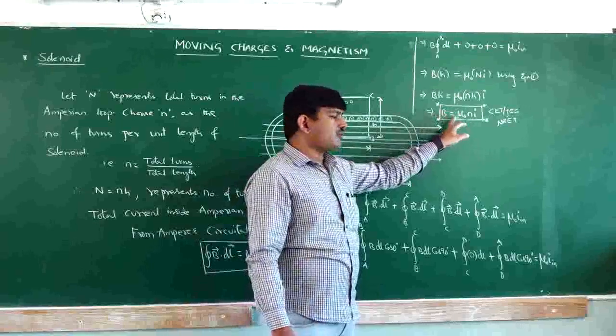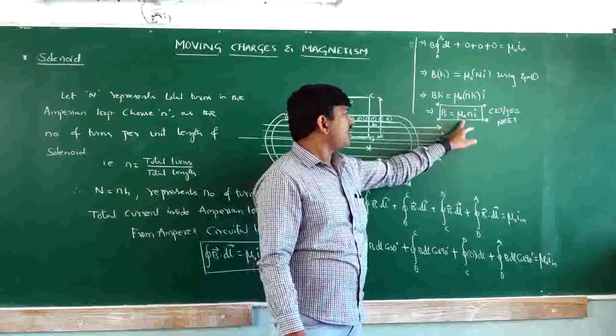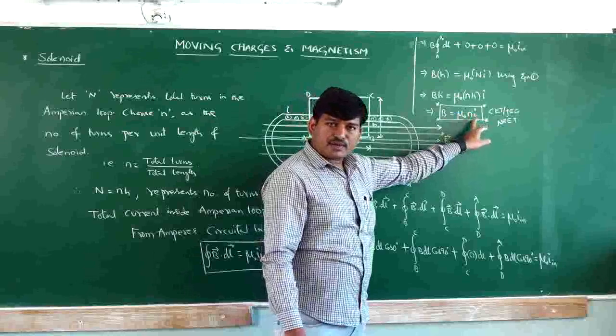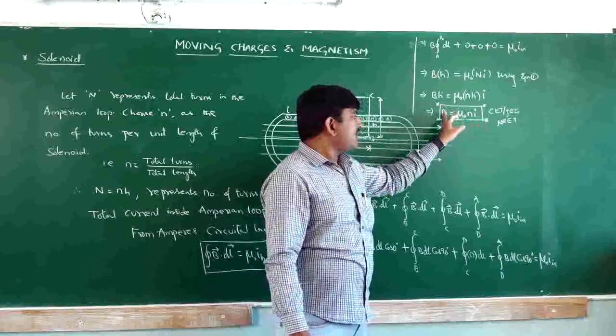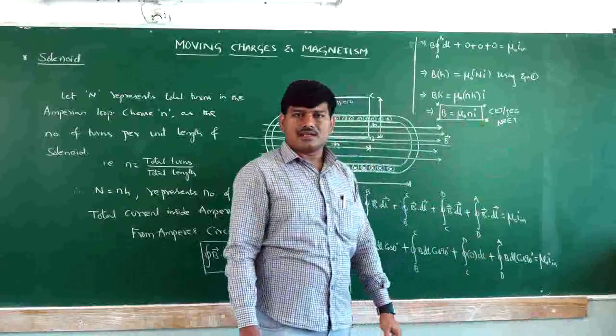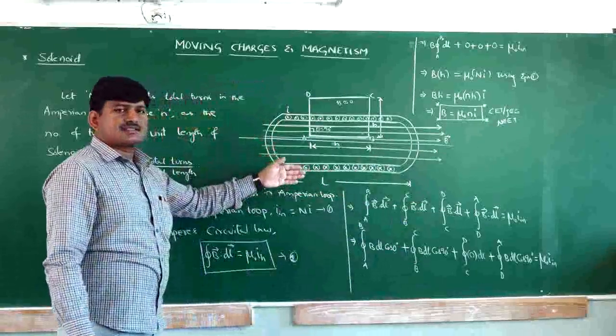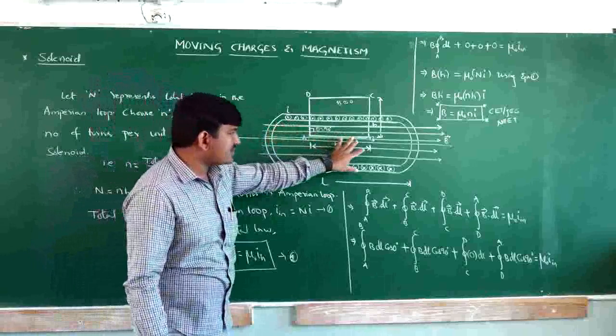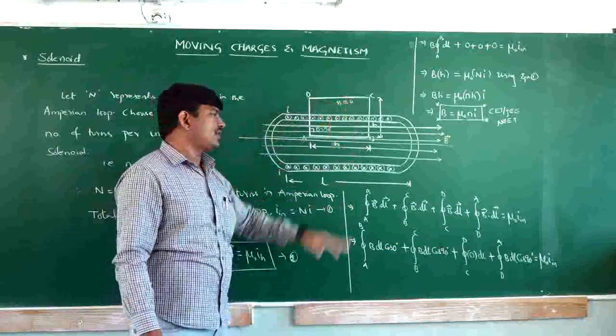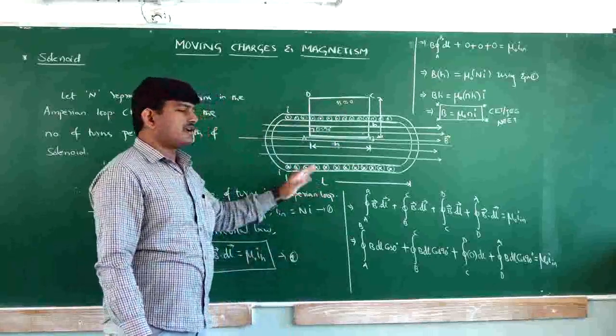So, B depends upon the core inside the solenoid, it depends linearly upon the number of turns per unit length of the solenoid, and it also depends linearly upon the current. This is about the solenoid. Next I will discuss why this magnetic field is uniform inside the solenoid and why it is taken as almost 0 outside the solenoid.